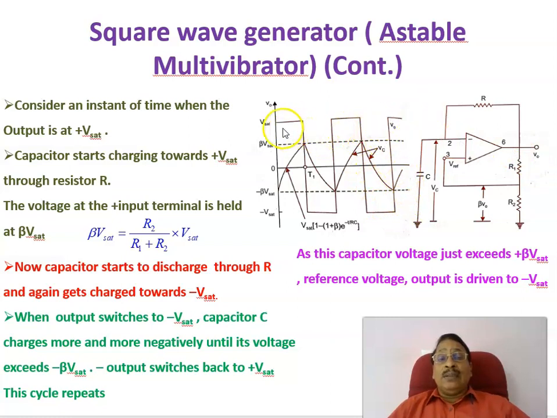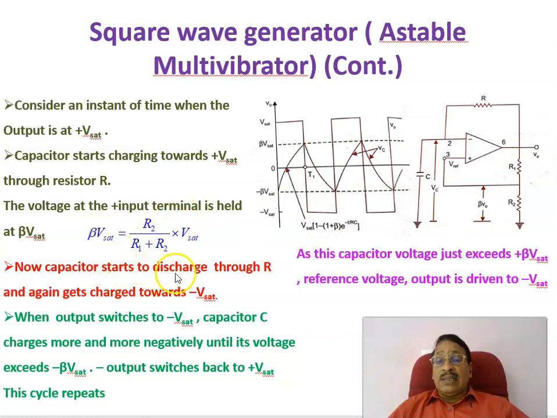Therefore, we will get a complete square wave output at V0. And the voltage at the inverting terminal is the capacitor voltage, which charges from minus beta V sat to plus beta V sat, then discharges towards 0 and charges towards minus beta V sat. This is the capacitor charging and discharging waveform at the inverting terminal. The reference voltage is beta V naught, and the output voltage will be either plus V sat or minus V sat, so you get a square output here.